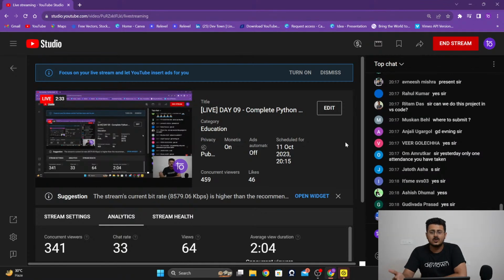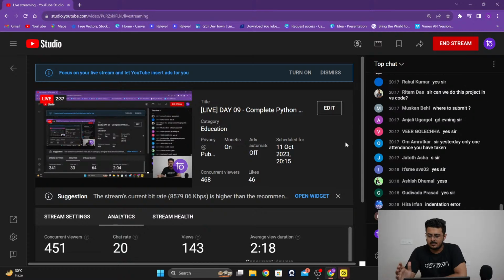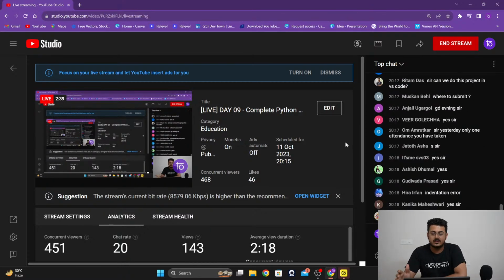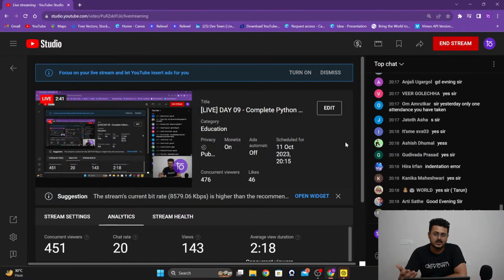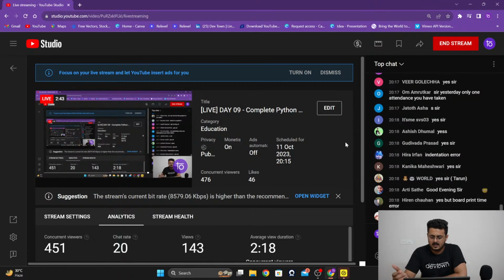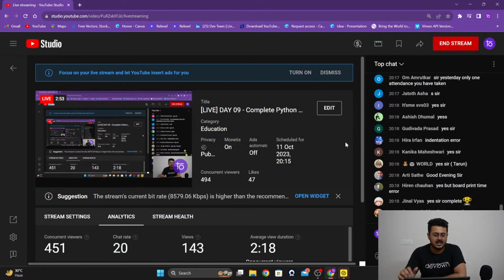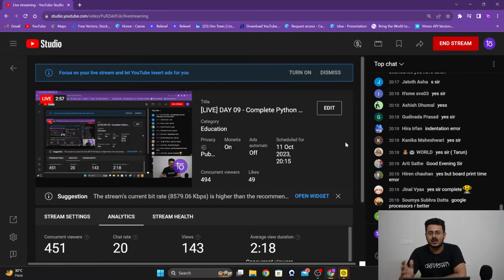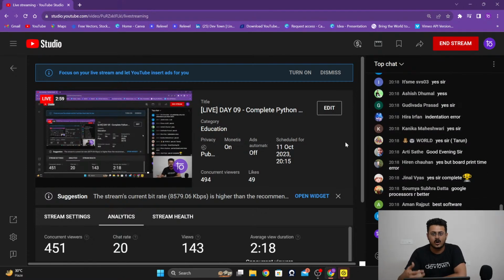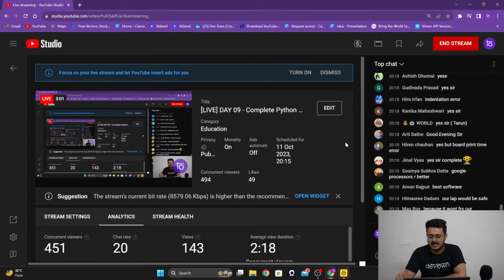Do you guys know the reason why we are using Google Colab? Can somebody point out the reason why we are using Google Colab right now? Think about it, guys. Even if you're wrong, it's totally fine. I just want to know, have I told you guys why we are using Google Colab instead of something like VS Code or local Jupyter notebooks?